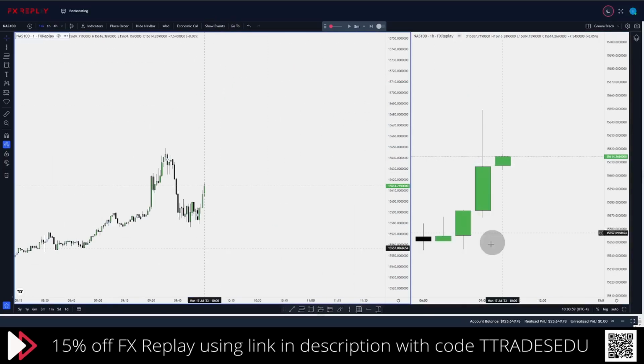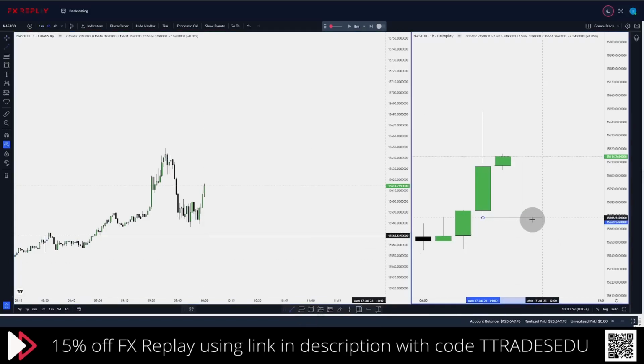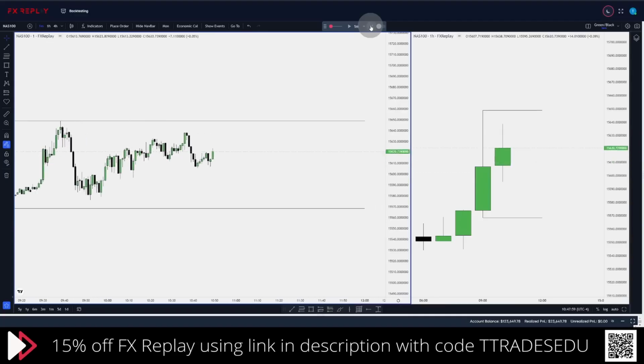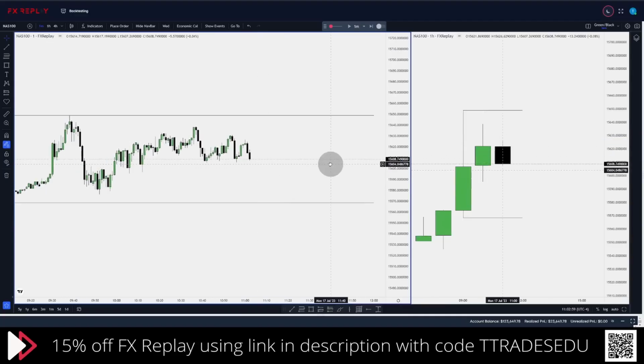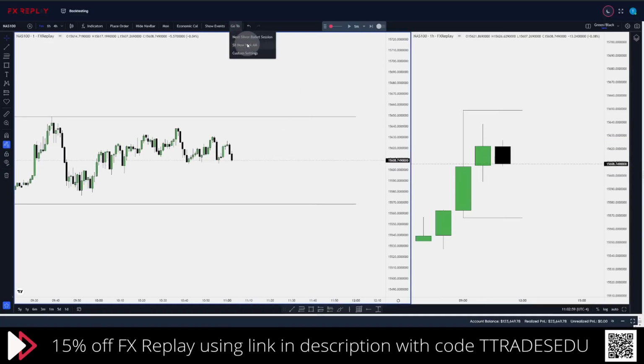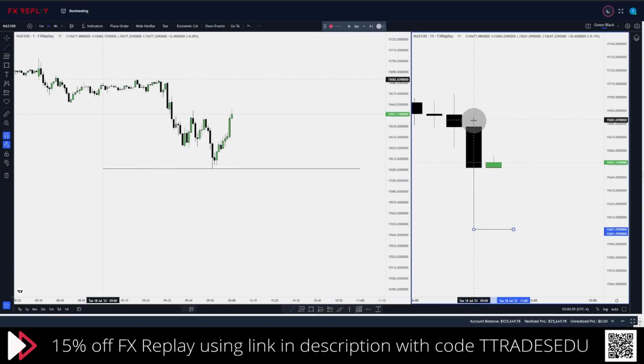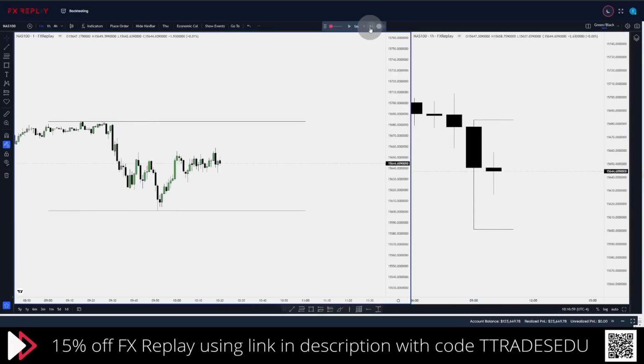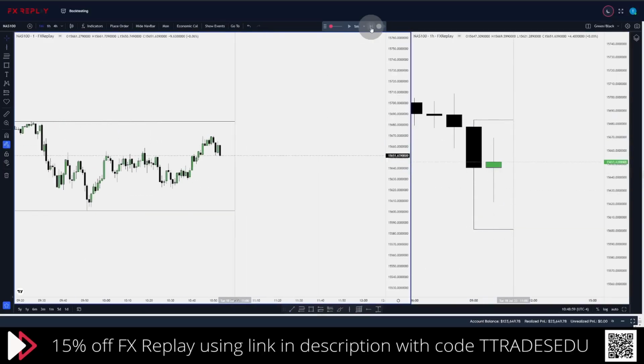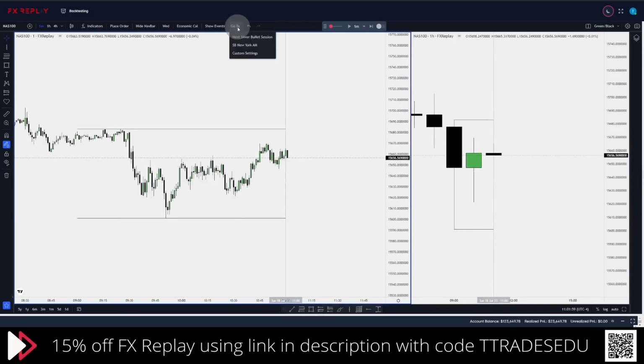So here we are in the next day, going to mark out our low and our high here. And there is our 11 AM. Nothing happens, so let's go to the next day. Here's our 9 AM low and high. Nothing happens once again.